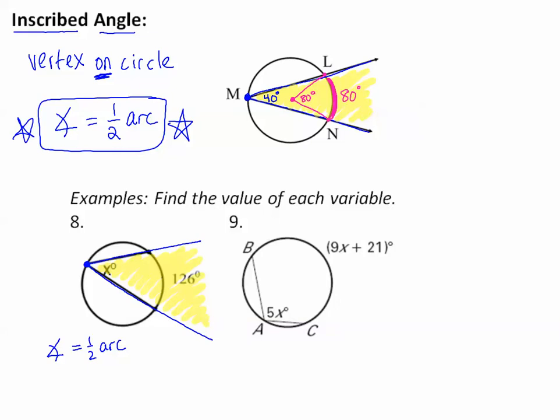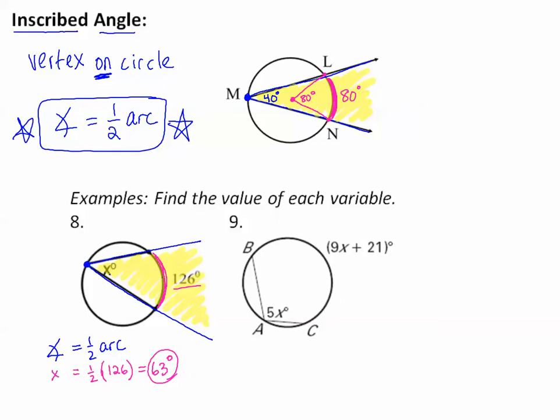The light is shining on this intercepted arc that says 126 degrees. So the angle that I want, x, is half of 126 degrees. That makes 63 degrees.